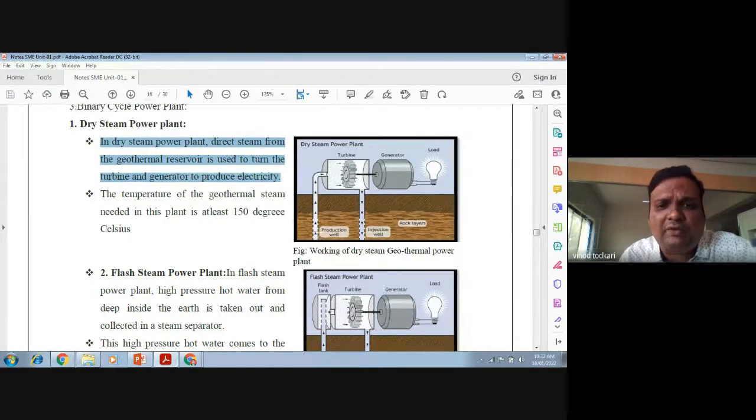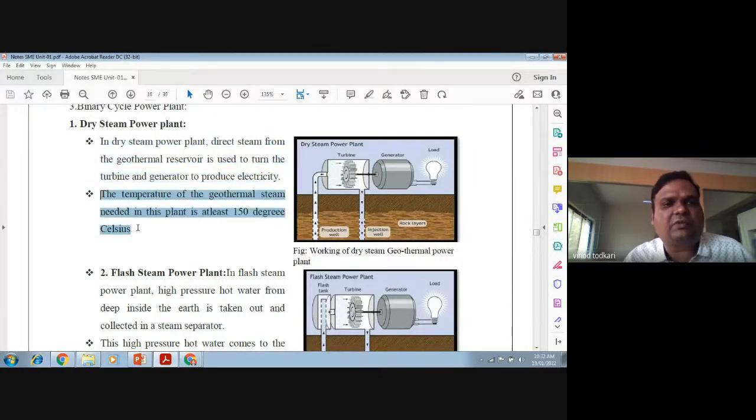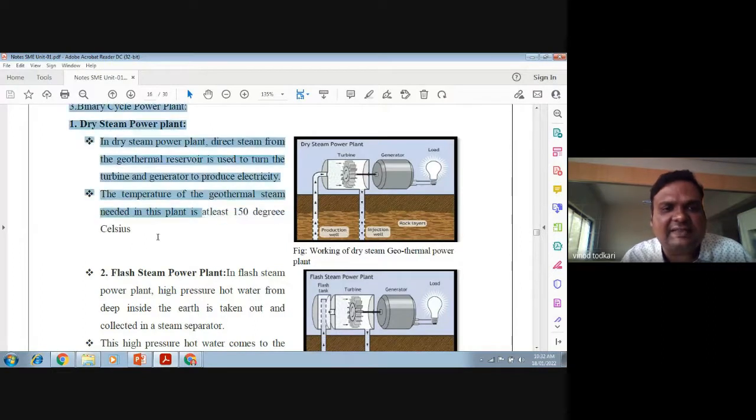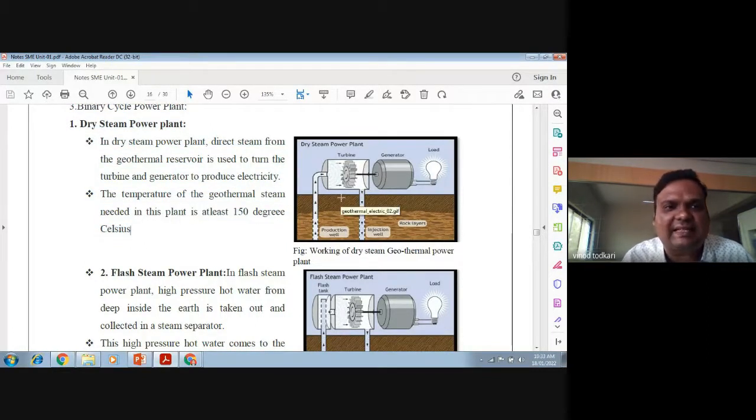As the temperature is above 150 degrees Celsius, it is dry steam. So directly this dry steam is given to the steam turbine, where this dry steam expands over the turbine blades, which causes rotation of the turbine shaft. So there is generation of mechanical energy, and this turbine is coupled to a generator which will convert this mechanical energy into electrical energy. So tell me, is the working of a dry steam power plant clear to you? Yes, sir. Okay, see, here the temperature should be at least 150 degrees Celsius. Now tell me, if the temperature is 60 degrees Celsius, can I use a dry steam power plant?